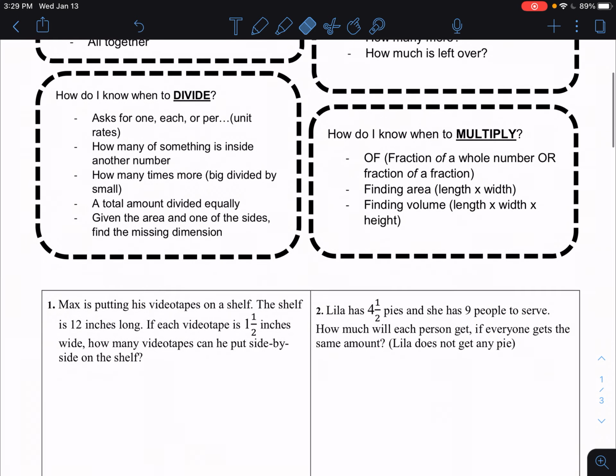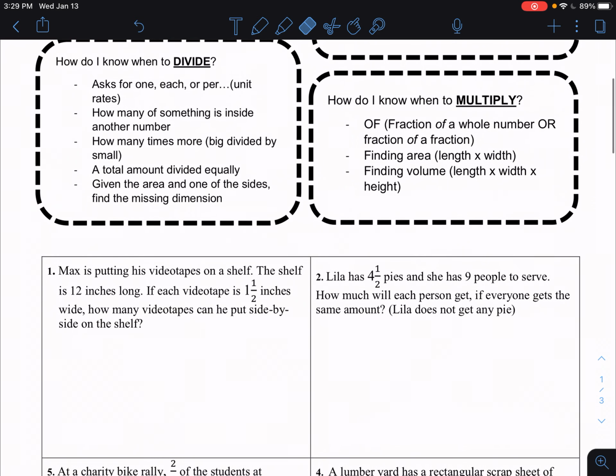Number 1 says: Max is putting his videotapes on a shelf. The shelf is 12 inches long. If each videotape is 1.5 inches wide, how many videotapes can he put side by side on the shelf? Because this problem has decimals in it, we know that addition and subtraction are not an option. So I know that I'm looking at multiplication or division.